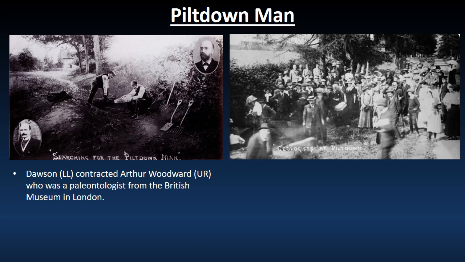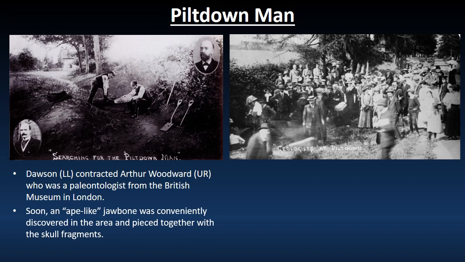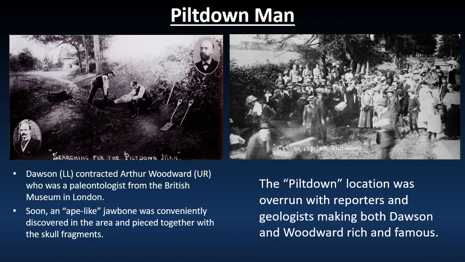Dawson contracted a guy, Arthur Woodward, a paleontologist from the British Museum in London. Soon, an ape-like jawbone was conveniently discovered in the area and pieced together with the skull fragments. And then this just became crazy here, apparently. It's maybe tough to see the picture on the upper right, but hundreds of people would swarm there on weekends. So the Piltdown location was overrun with reporters and geologists, making both Dawson and Woodward rich and famous.